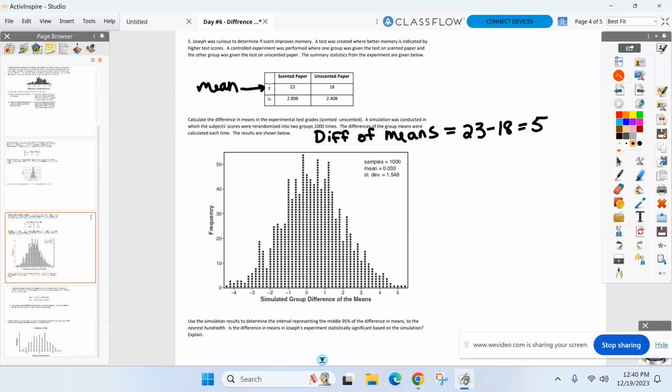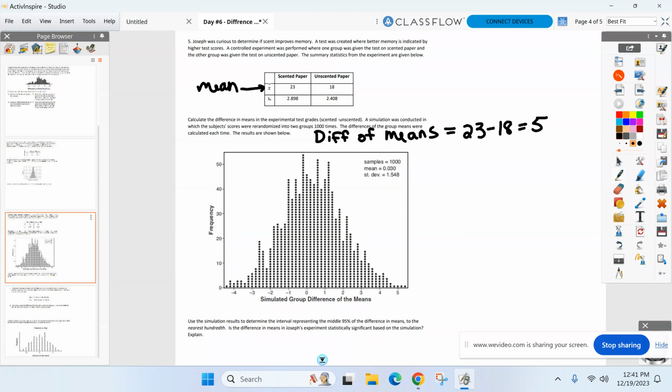So see what I did here? I just shuffled the groups up, didn't I? Now not everybody has scented and not everybody has unscented. I shuffled them up. I made them random. We're going to take the same test again. I'm going to figure out what the average is for this group now and the average from this group. Subtract them. I'm going to get a number similar to 5 and I'm going to plot it somewhere here on my dot plot.